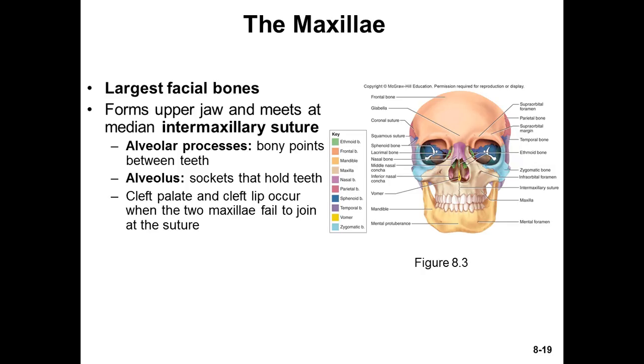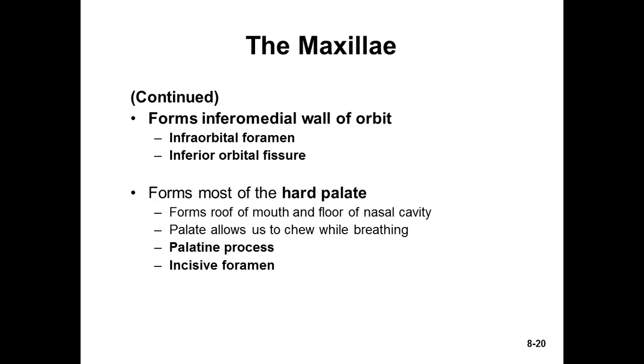So 12 weeks of gestation, failure to join results in a cleft palate accompanied by a cleft lip, which is lateral to the midline. A cleft palate and lip can be surgically corrected with good cosmetic results, but a cleft palate makes it difficult for an infant to generate the suction needed for nursing. So it actually can have a negative impact on the sucking reflex babies need when they're nursing. So that's the maxillae, which is the largest.